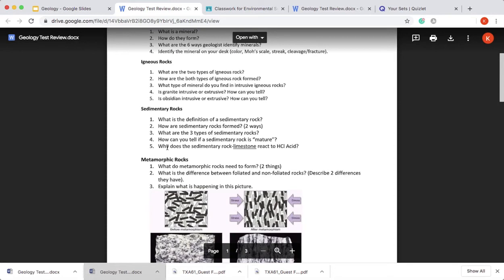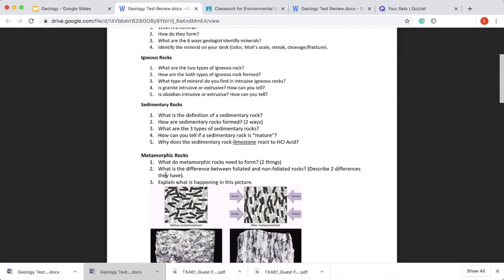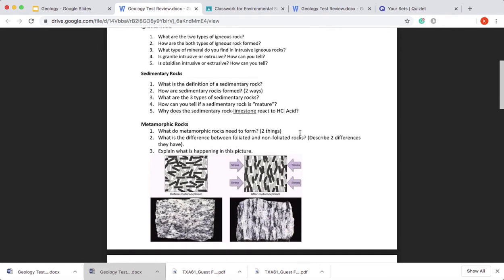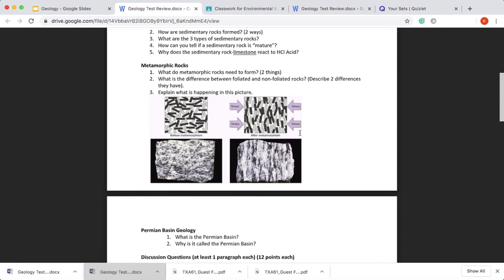Okay, moving on to metamorphic rocks. One more, number 5. Why does the sedimentary rock limestone react to HCl acid? Because of calcite. Calcite causes hydrochloric acid to react, and it fizzes on top of the rock. That's how you know it's a limestone rock. Metamorphic rocks, moving on there.